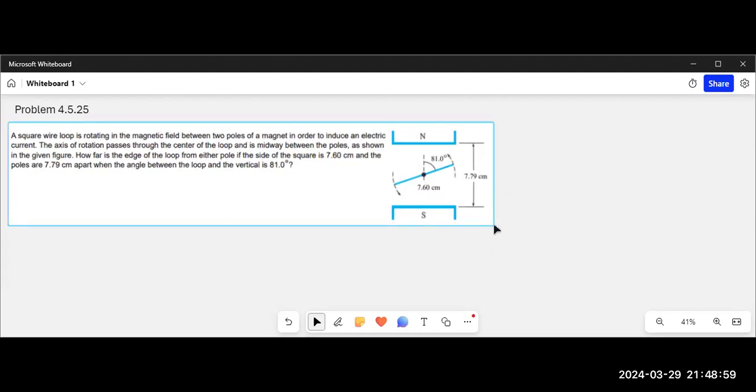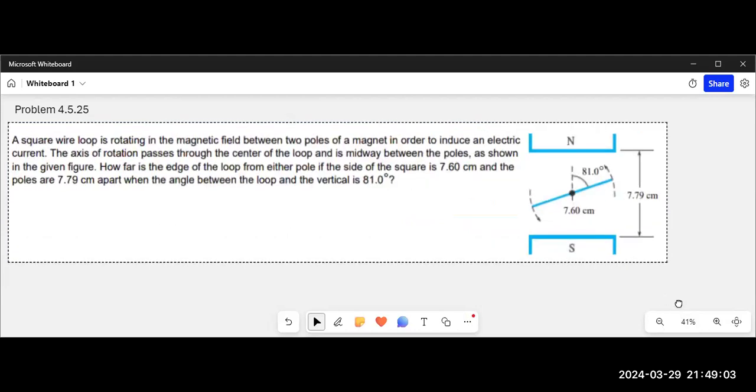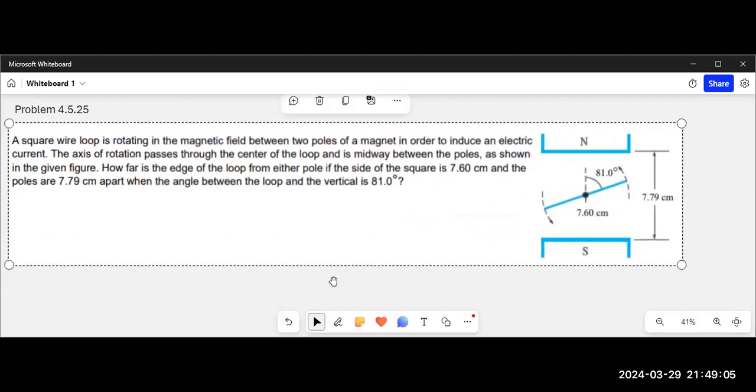Let's see if I can make the picture a little bit bigger for you so that you can see what's going on there. So first we're going to create a right triangle using half of the wire as the hypotenuse and the given angle.